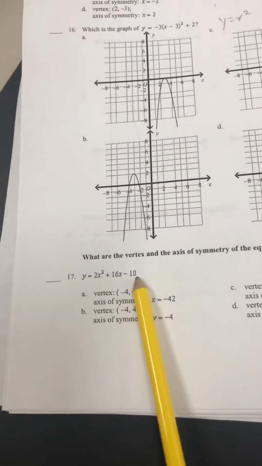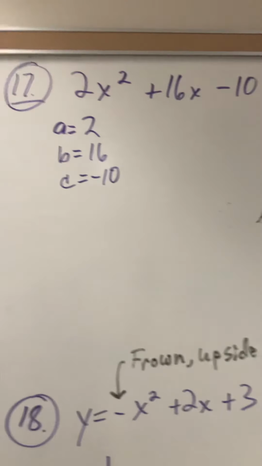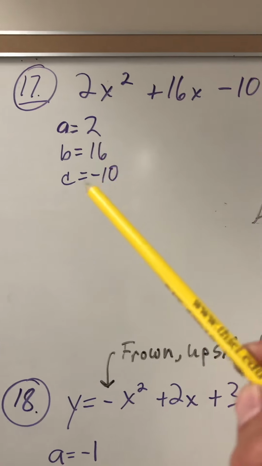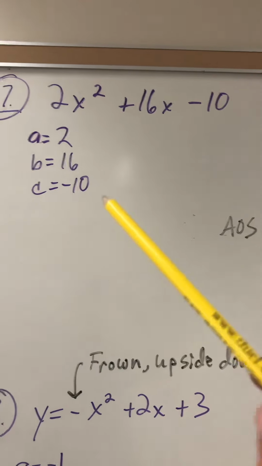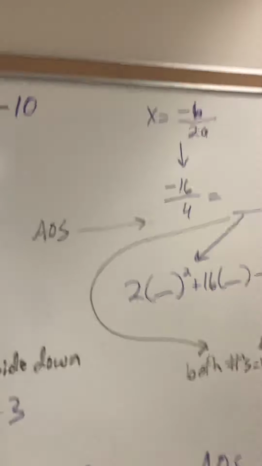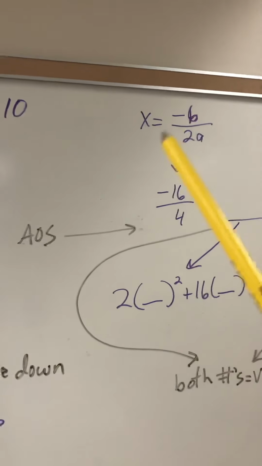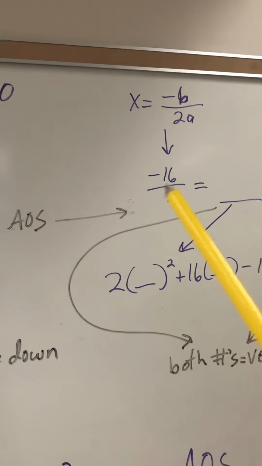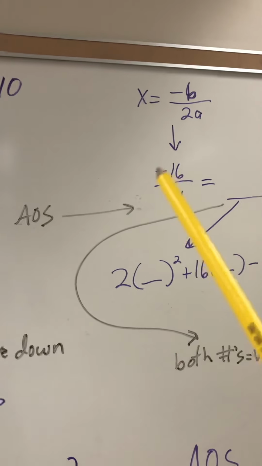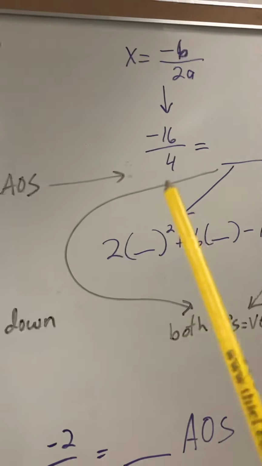So this is in standard form now. In standard form, what you're going to do is figure out what your A, B, and C values are. So A is 2, B is 16, C is negative 10. And so we have the axis of symmetry formula where x equals negative b over 2a. So negative b over 2a, that's negative 16, over 2 times a, 2 times 2, 4.